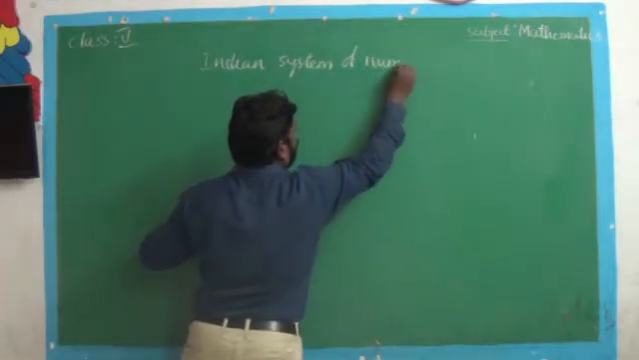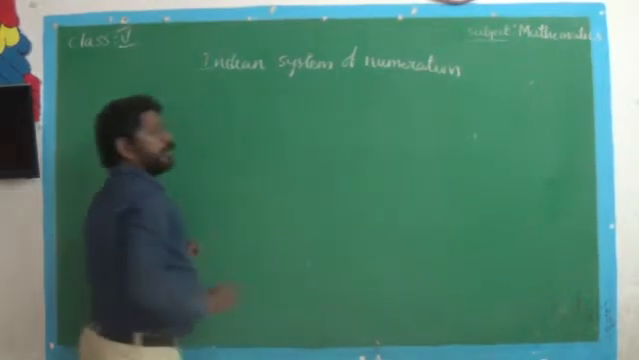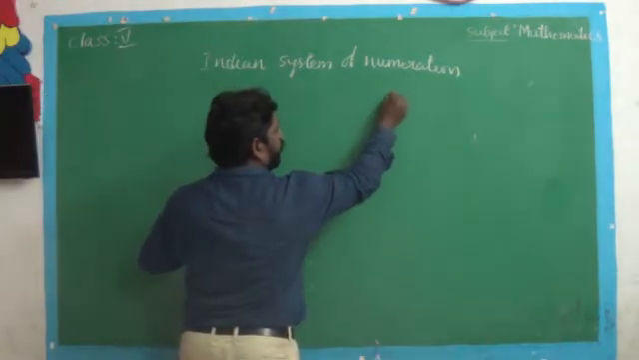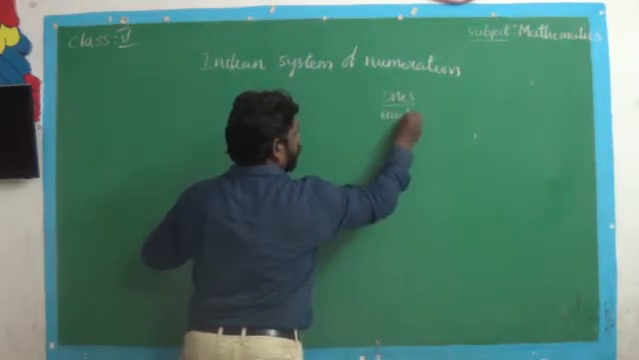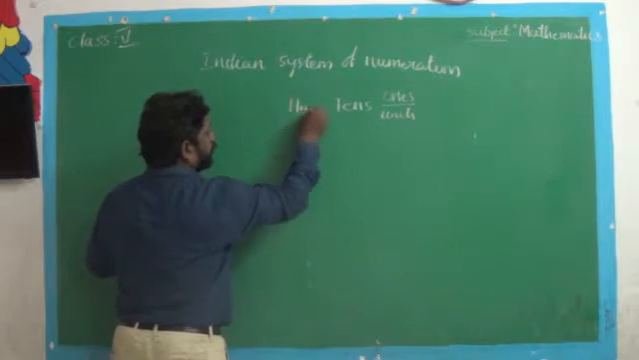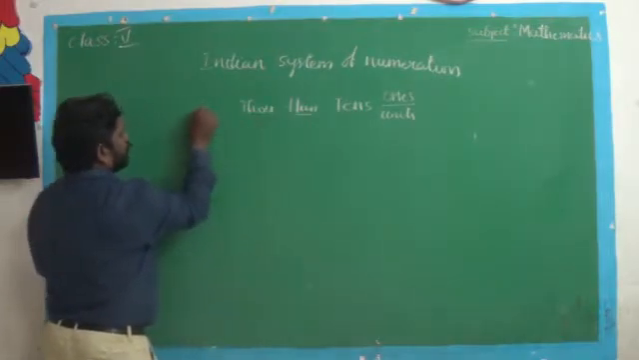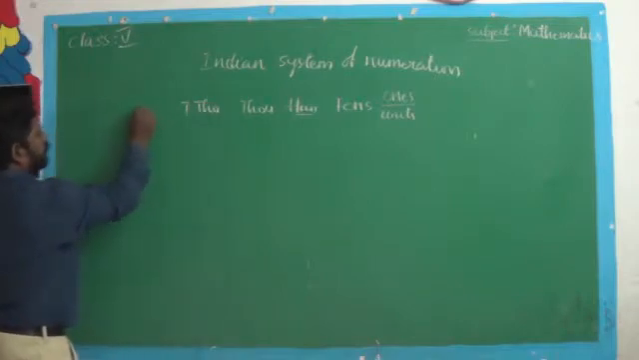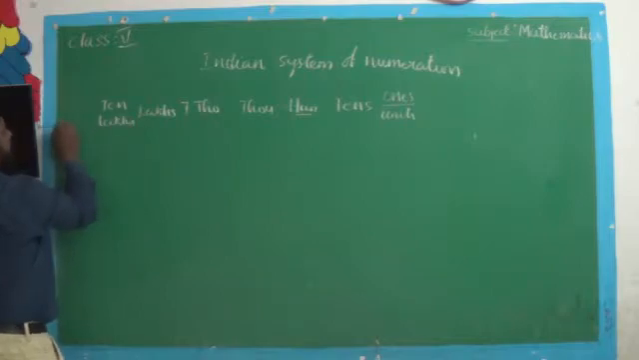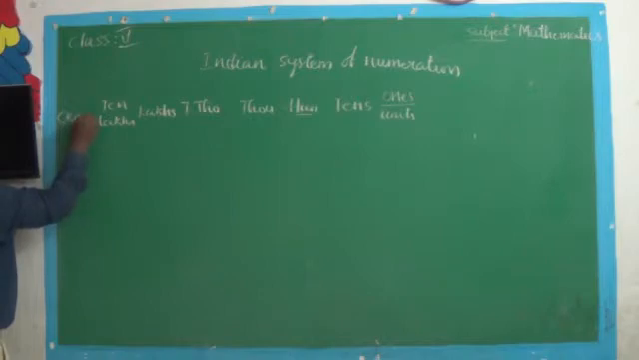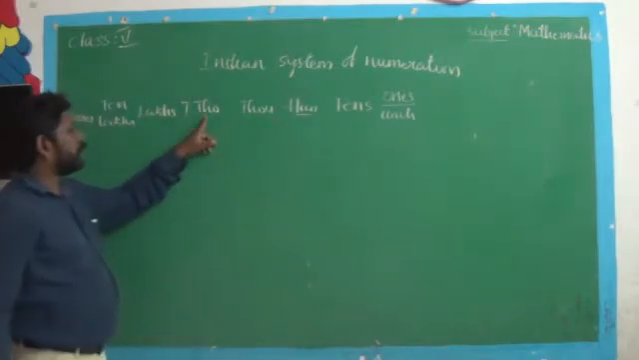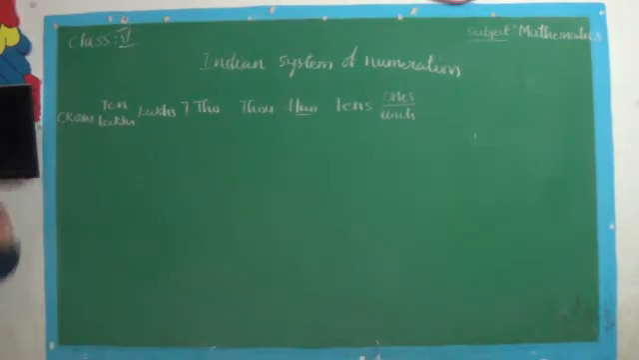Indian system of numeration. Again, let us recall the place values of our Indian system of numeration. That means ones place or units place, tens place, hundreds place, thousands place, 10,000s place, lakhs, 10 lakhs, crores. Ones or units, tens, hundreds, thousands, 10,000s, lakhs, 10 lakhs, crores.